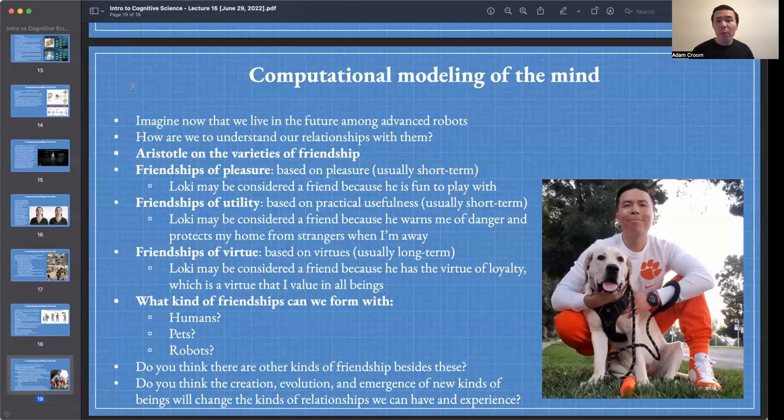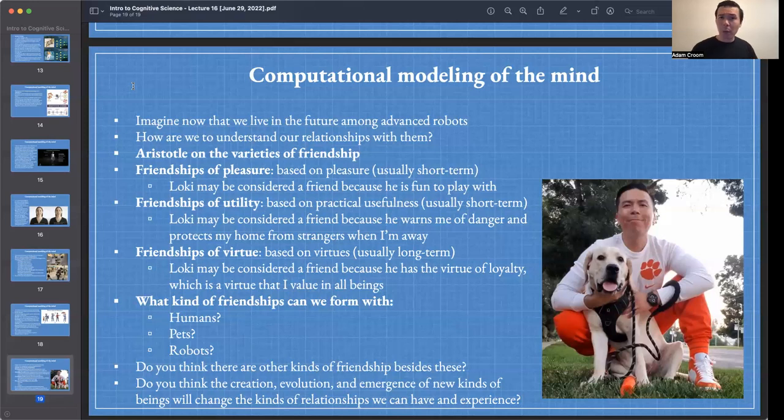However, we also have friendships of utility, right? Not all our friendships are based on pleasure alone. Or if you think about it, maybe most of your friendships are not based on pleasure, but on utility, okay? And this is a type of friendship that's just based on practical usefulness, right? So whereas people that you date would fall into friendships of pleasure, coworkers or colleagues would fall into friendships of utility, right?